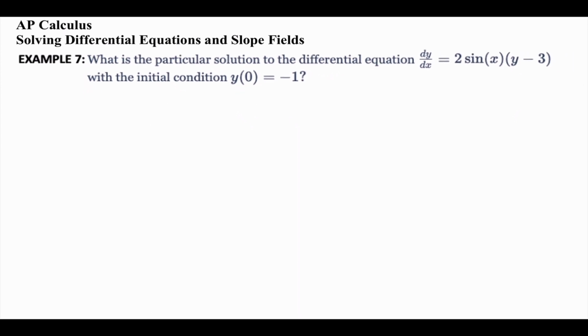So we're going to do the same thing. dy over dx equals 2 times sine of x times y minus 3. First step. Y's to the left, x's to the right.